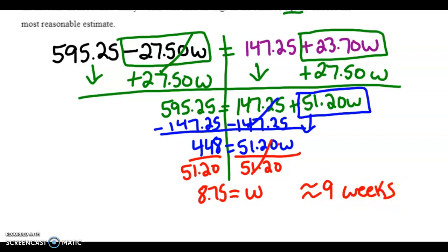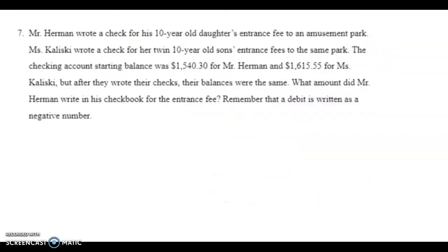All right, one last problem. Mr. Herman wrote a check for his 10-year-old daughter's entrance fee to an amusement park. Mrs. Koloski wrote a check for her twin 10-year-old sons for the same entrance fee to the same park. The checking account starting balance was $1,540.30 for Mr. Herman and $1,615.55 for Mrs. Koloski. But after they wrote their checks, their balances were the same. What amount did Herman write in his checkbook for the entrance fee? And remember that a debit is written as a negative number.